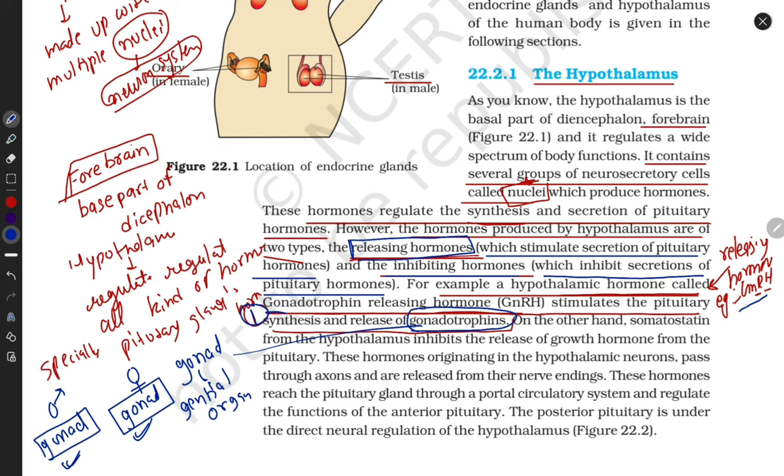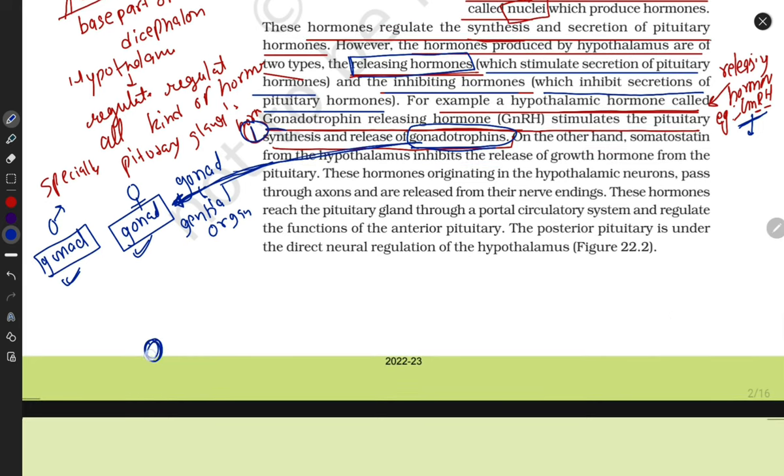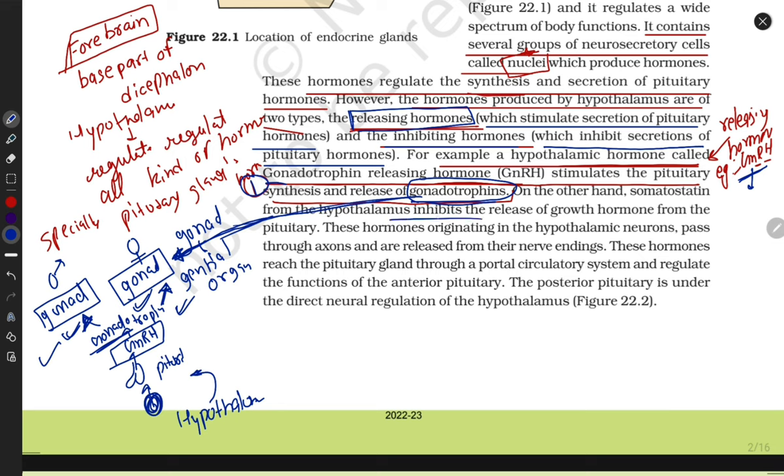So GnRH releasing hormone secretes gonadotropin, and gonadotropin reaches those specific gonads and works on them. It means the hypothalamus gives an order to the pituitary gland to release gonadotropin. So gonadotropin releasing hormone releases gonadotropin, and gonadotropin works in both male and female. They grow gonads in males and female gonads in females. Clear, guys?